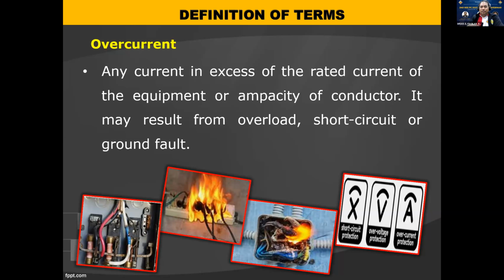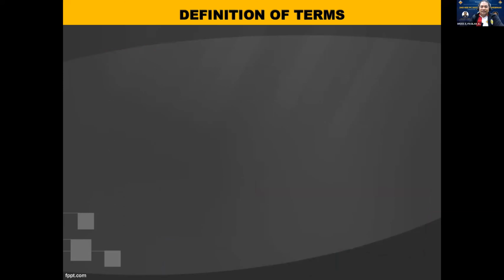So that is the difference. But all of them, overload and short circuit and ground fault, are termed as overcurrents, okay? They only differ in behavior, no? And magnitude.